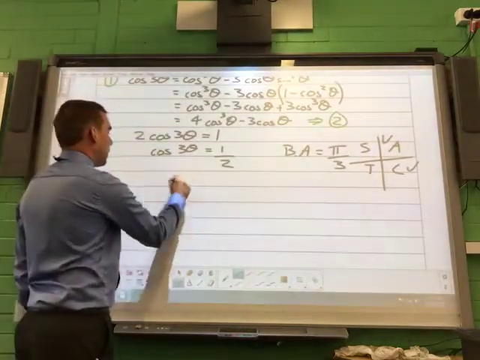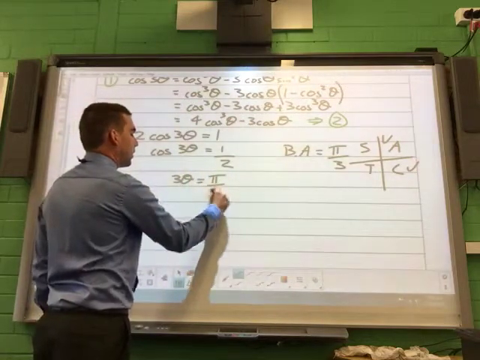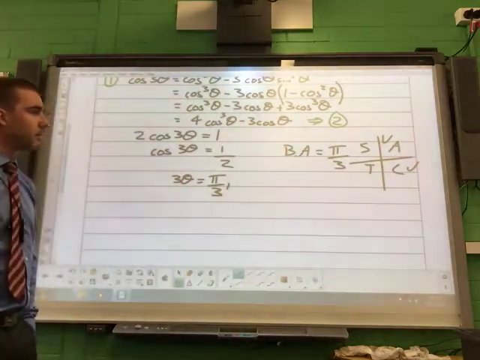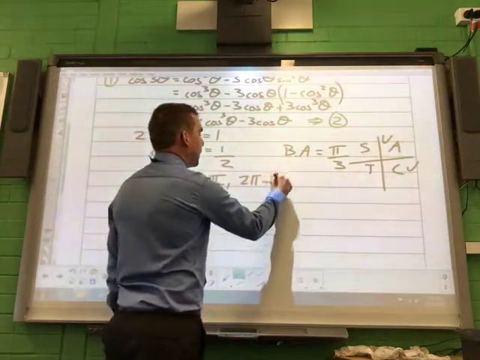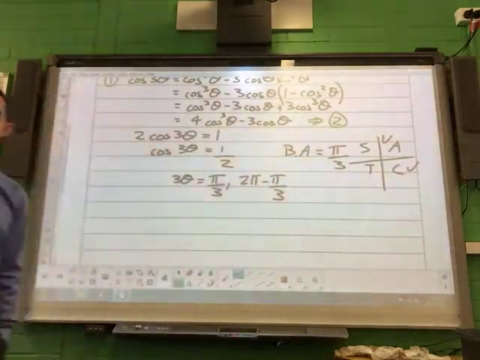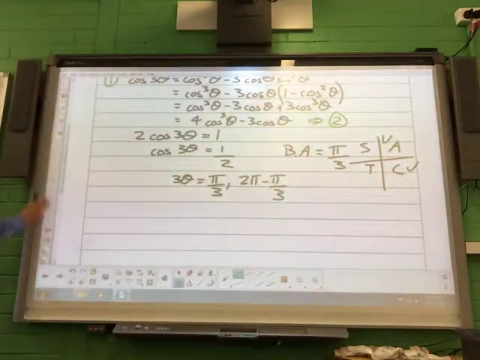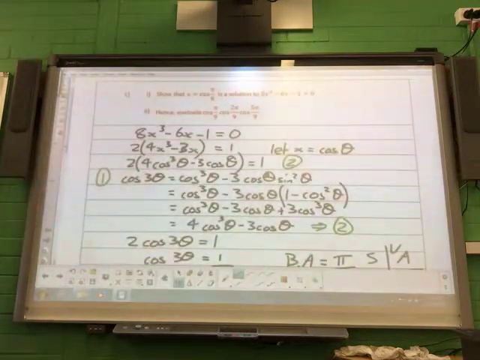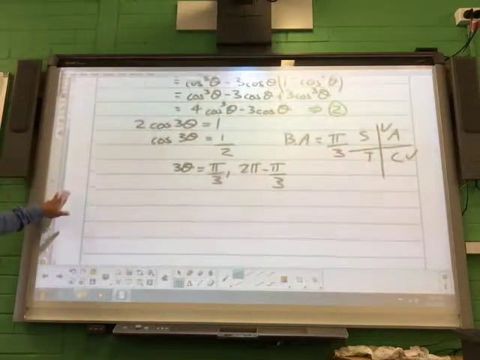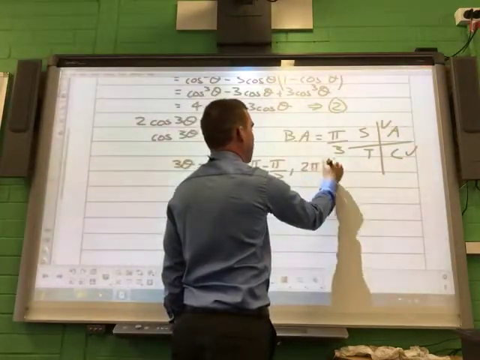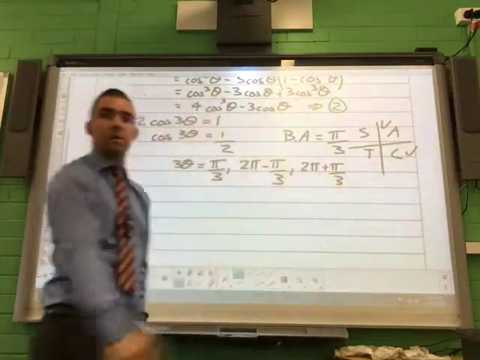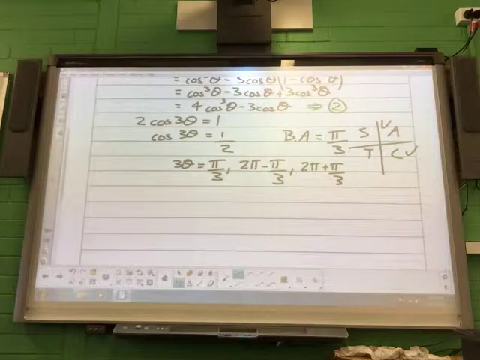Okay, so 3 theta is going to be pi on 3. And then angle in the fourth quadrant is 360, which is 2 pi, take away the basic angle. Okay, now I have a cubic polynomial. How many roots am I expecting? 3 of them. So I'm going to actually set up a third one. Okay, so we're going to complete a revolution, so we get 2 pi plus pi on 3. Okay, where the next root would be.